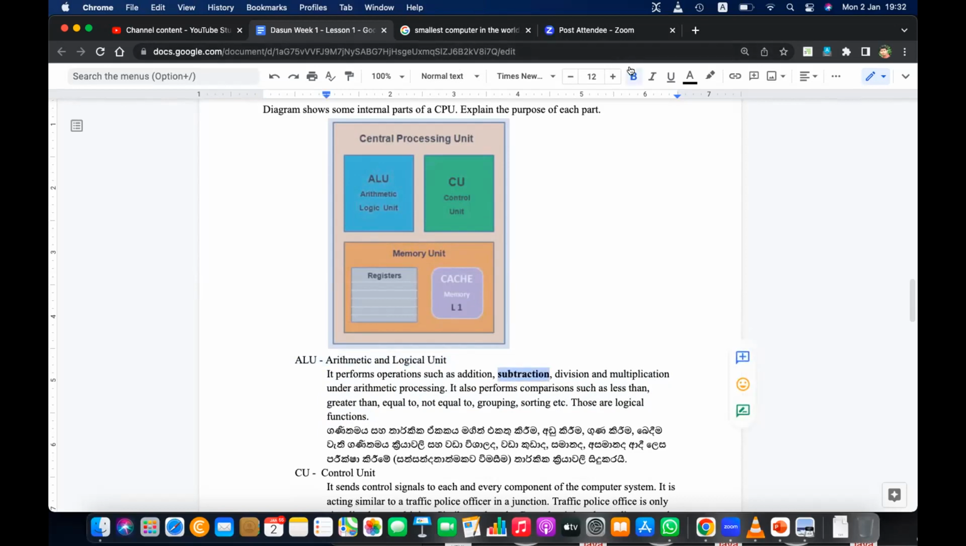Bold, italic. So these are logical functions: changing the font sizes, grouping, checking equal to, not equal to, increasing, decreasing. All these functions are done by the ALU, arithmetic and logical unit. So please write down this part quickly. The functions of the ALU, please write down quickly.